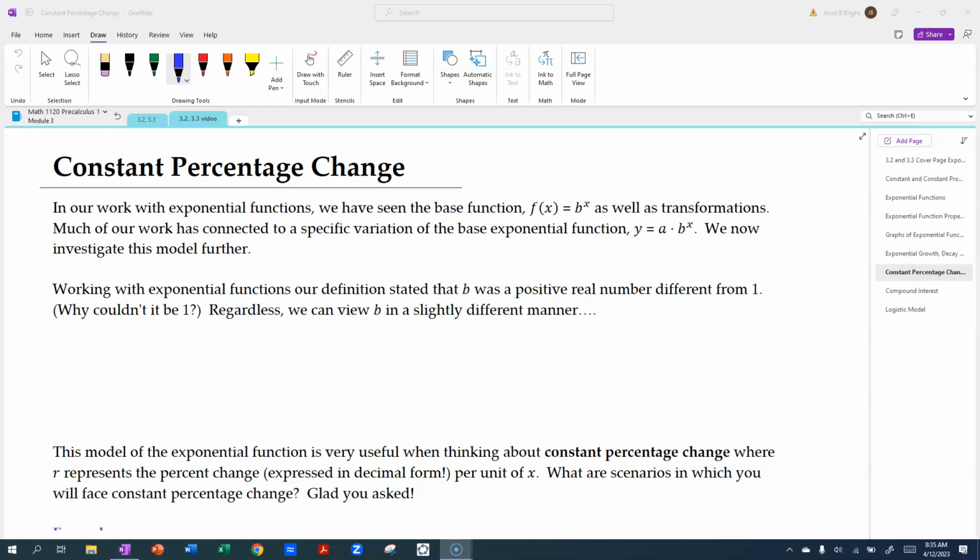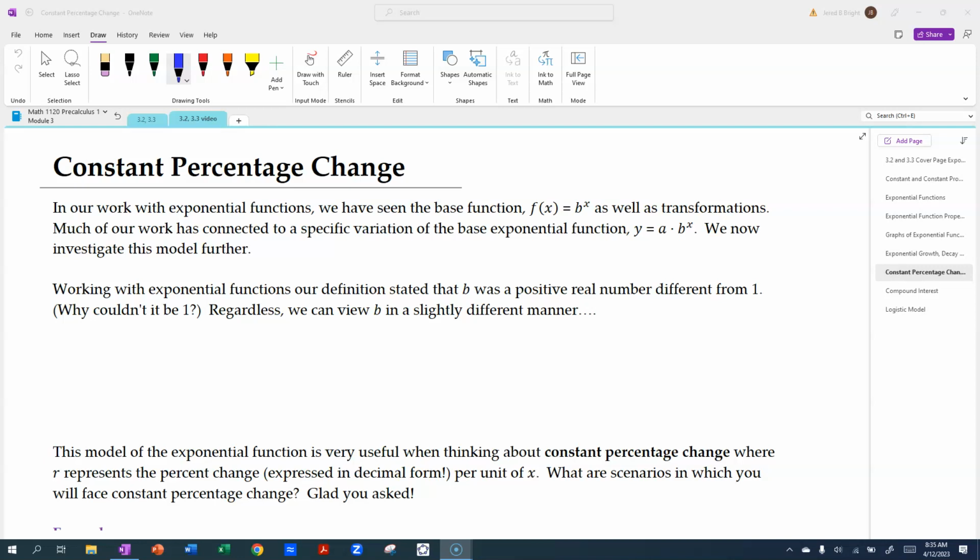In our work with exponential functions, we've seen the base function b to the x, and in the definition, remember that b was defined to be a positive real number that had to be different from 1. And so we've looked at some transformations of that, mainly one specific transformation: a times b to the x. So we have a vertical scaling component added on there, okay? And that's the model that ends up being the most useful for us in practice.